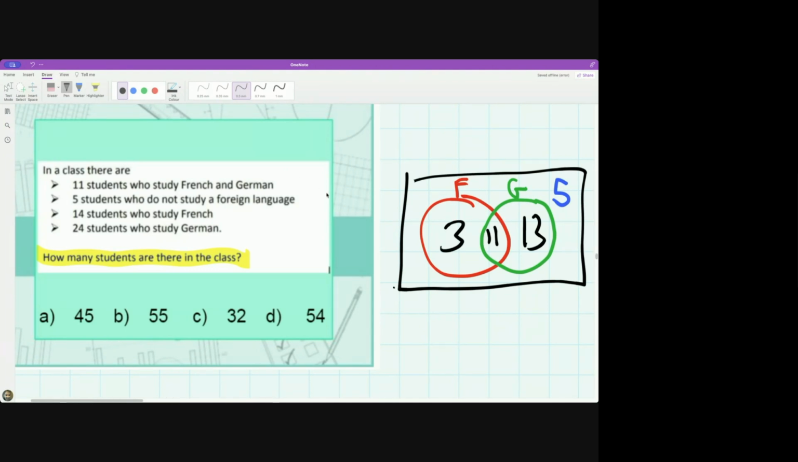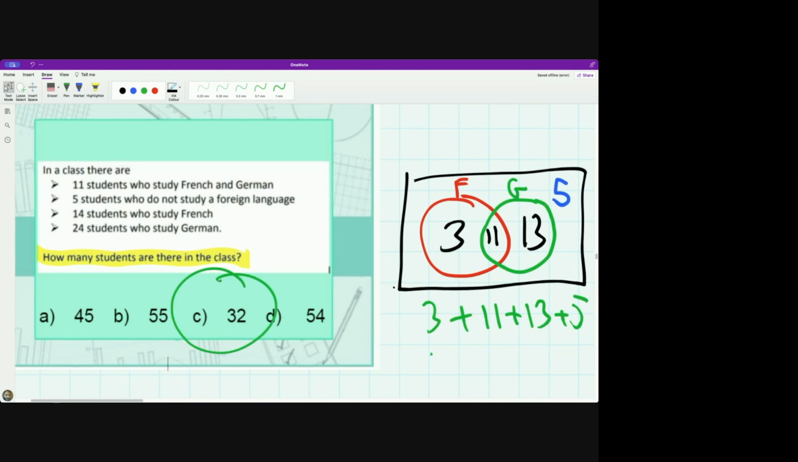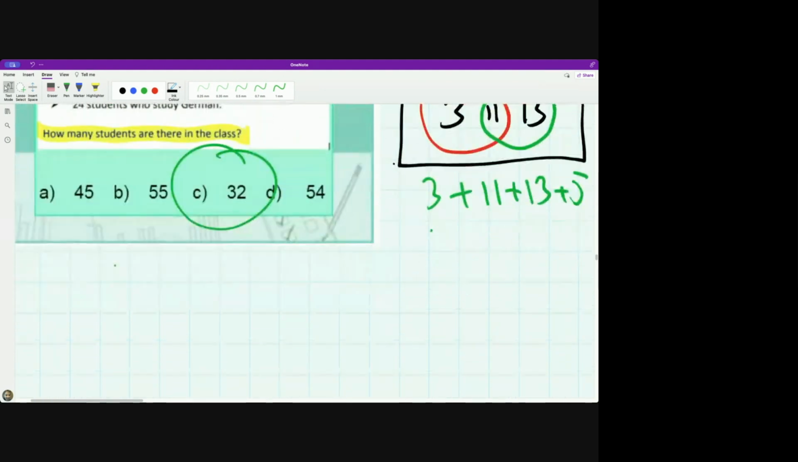Okay, fantastic. So what do we think is the answer to this question? So it's just going to be 3 plus 11 plus 13 plus 5. Is there an option there? 14, 27, 32? It's going to be that one, which is C. So that's that there. Okay, let's keep swimming.